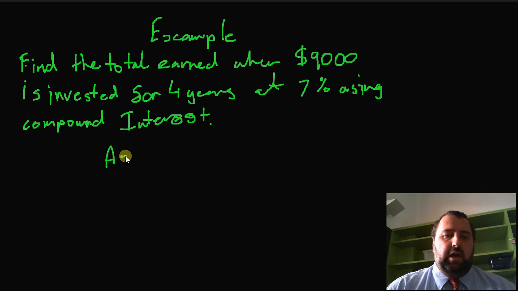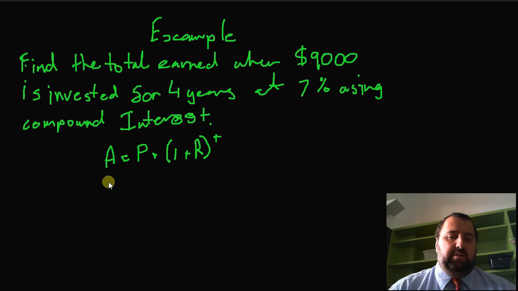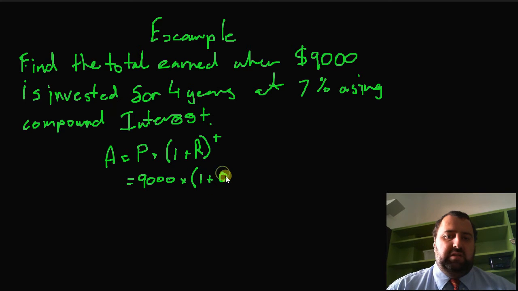So A equals P times 1 plus R to the power of T. All right, so our principal is $9,000 times 1 plus 0.07 to the power of 4. Okay, so I've got $9,000 as our principal, 7% as our rate, and 4 for our number of years. Tuck that into the calculator.